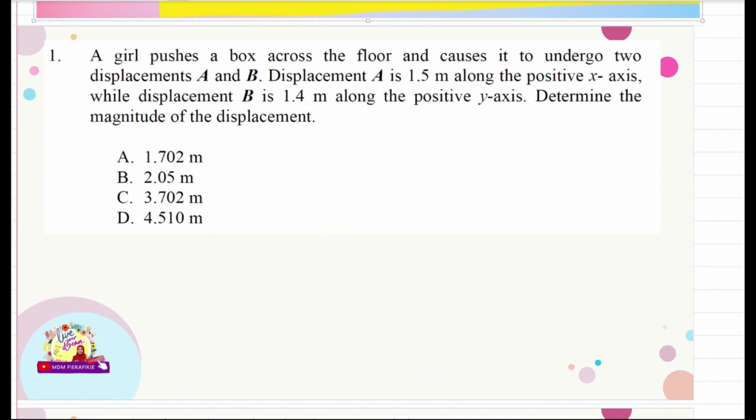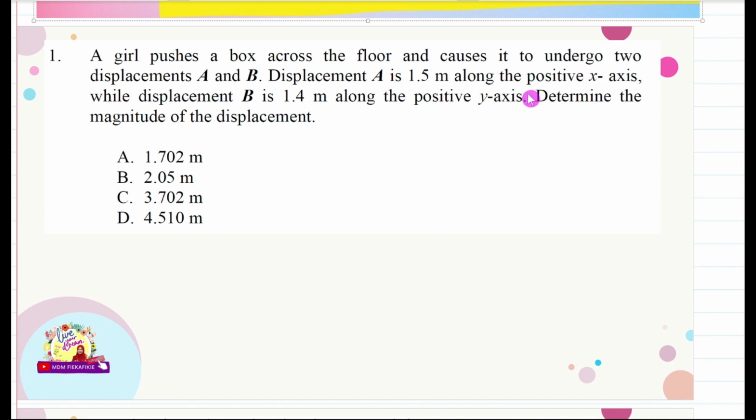So, here we have a girl who pushes a box across the floor and causes it to undergo two displacements, A and B. Displacement A is 1.5 meter along the positive x-axis, while displacement B is 1.4 meter along the positive y-axis. Determine the magnitude of the displacement. Alright, so ini dia bagi displacement A and B. Okay, kita ada dua lah, where A is in x component and B is in y component.